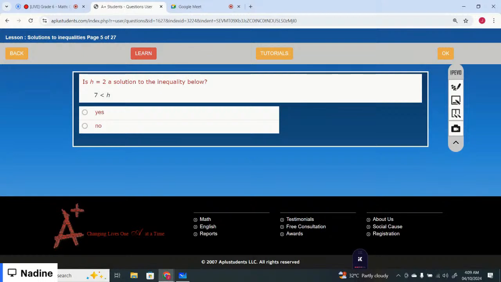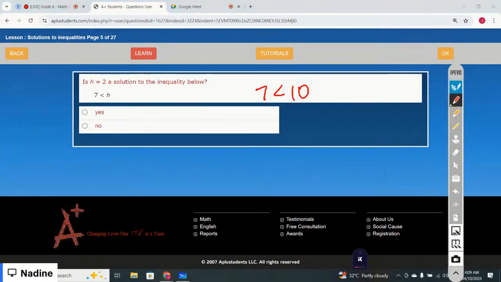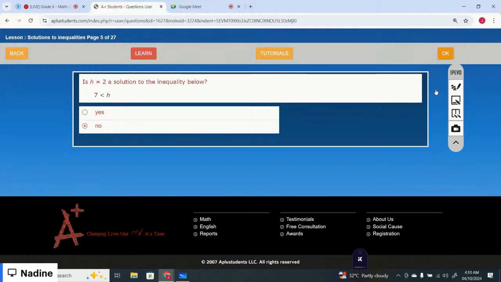Is h equals 2 a solution to the inequality below? So 7 is less than h. 7 is less than 2. Is it true or false? False it is, right? 7 is not less than 2. The correct option is no.